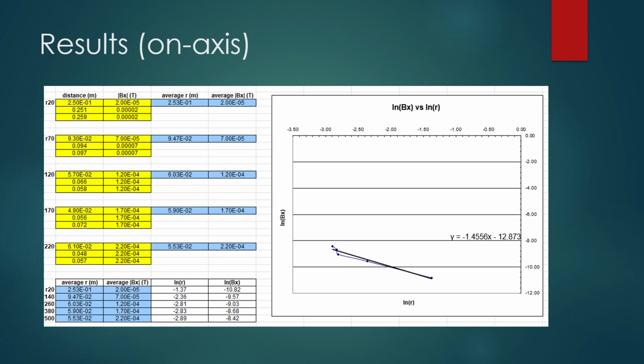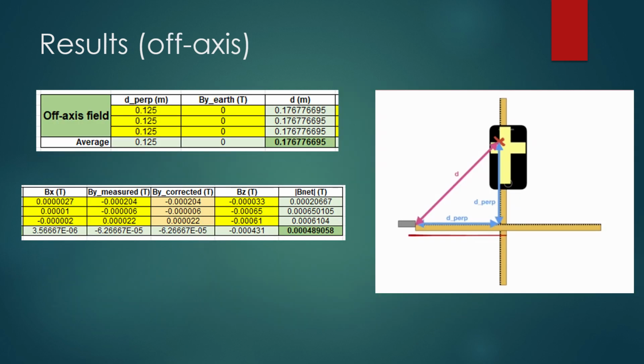And then here is the table and graph created from the measurements from on-axis readings. And then here are the readings and how the experiment was set up for all of the off-axis readings.